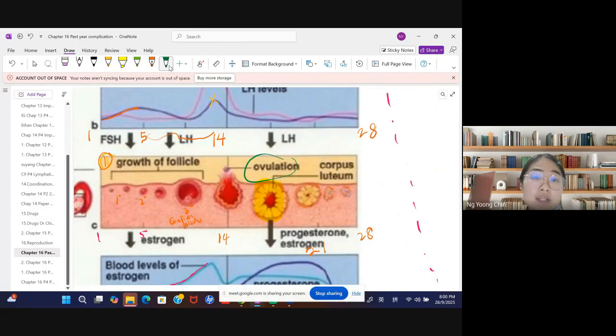I just put CL here. CL is the corpus luteum. So this corpus luteum will help to secrete the progesterone. Another thing you need to know is the corpus luteum will secrete the progesterone and the estrogen also, but they will secrete more progesterone compared to estrogen. It secretes both hormones, but more progesterone.